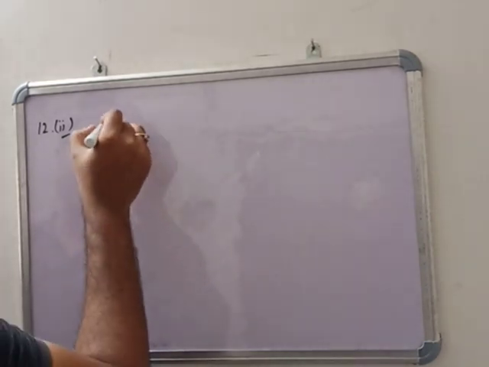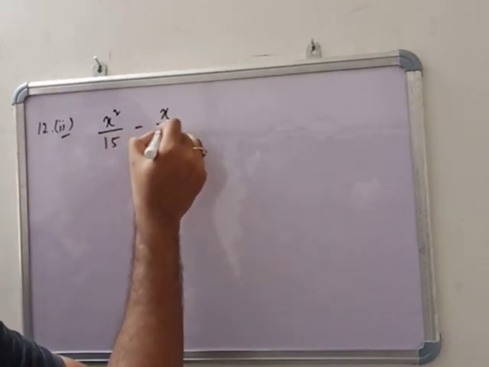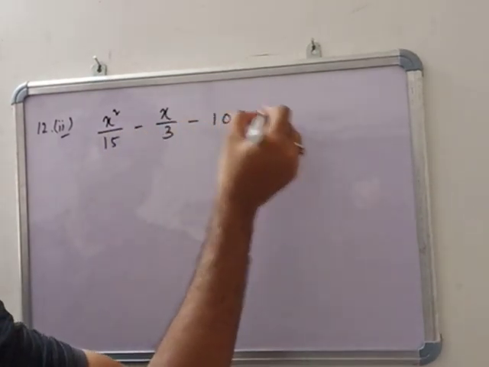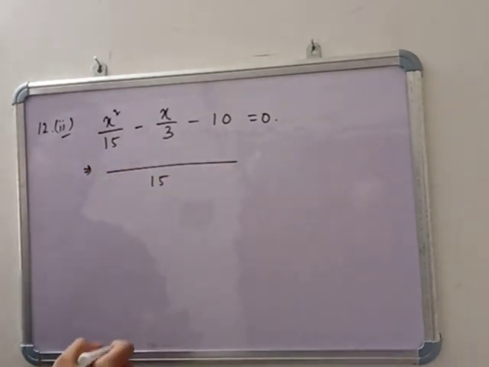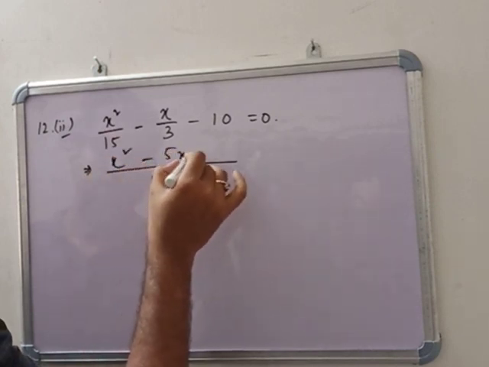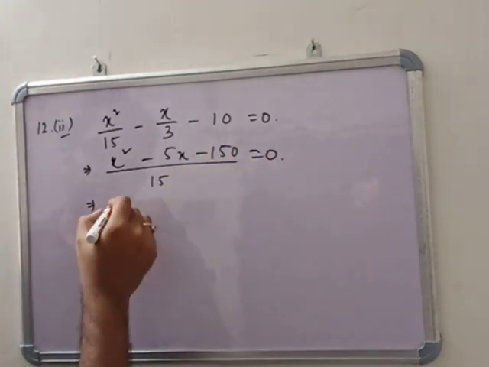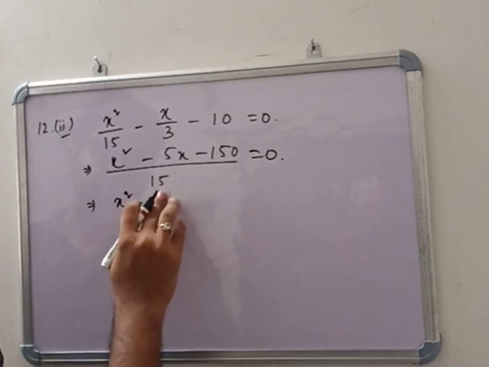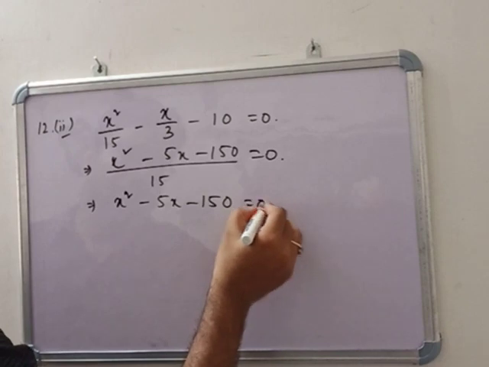Now in 12(2), see that x square by 15 minus x by 3 minus 10 equals to 0. Now 15 is the LCM, then we can write x square minus 5x minus 150 equals to 0. So that means 15 into 0 is 0. So we can write x square minus 5x minus 150 equals to 0.